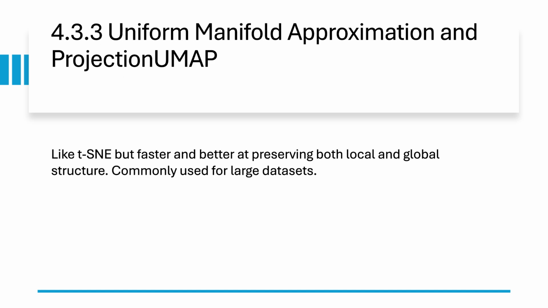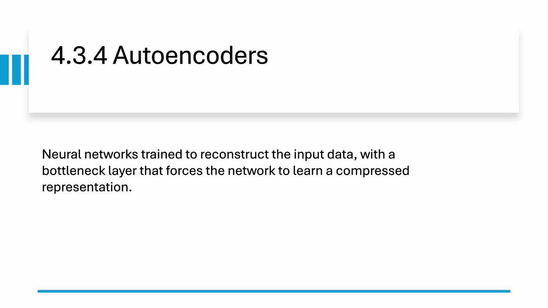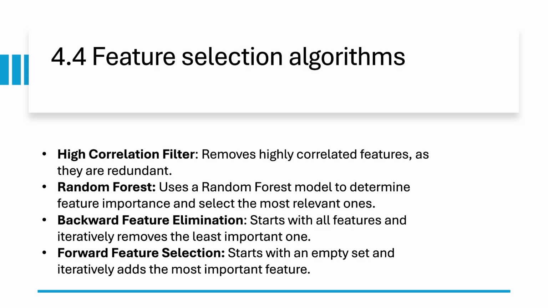And then the uniform manifold approximation and projection, UMAP, is also similar to t-SNE, but faster and better at preserving both local and global structures, commonly used for large data sets. Then we have autoencoders. These are neural networks trained to reconstruct the input data with a bottleneck layer that forces the network to learn a compressed representation.